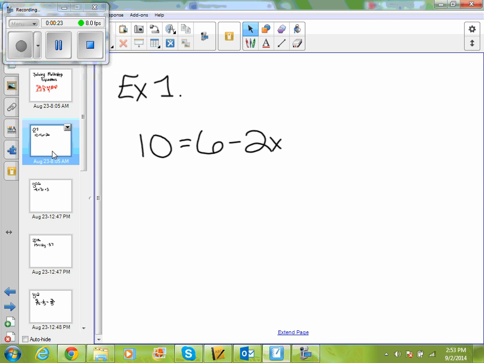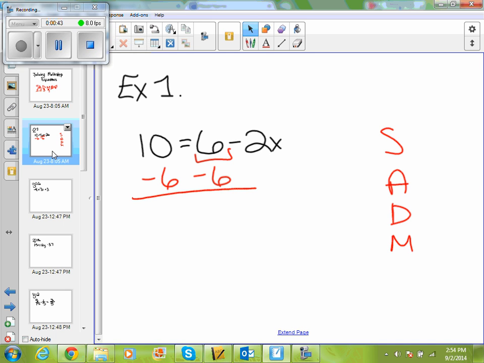So if we look at example 1, 10 equals 6 minus 2x, we need to look for subtraction, then addition, then division, then multiplication. So let's start with, we need to get rid of constants. So how do we get rid of that positive 6? Negative 6. It's positive, so we subtract 6. Okay. Then we bring down this minus 2x. The minus sign is attached to the 2x, so that has to come down as well. And 10 minus 6 is 4.